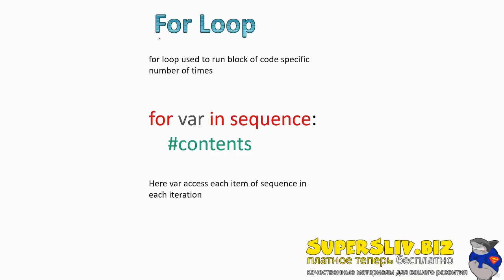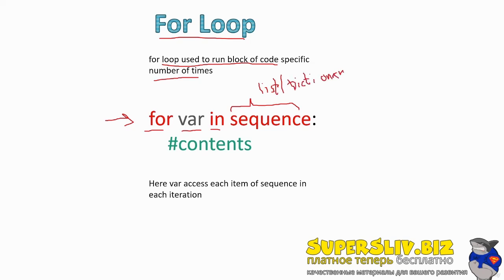In this video, I am going to explain about for loop. We use for loop to run a block of code a specific number of times. Here is the syntax of the for loop. We use the keyword for, then the variable, we can use any name, then the keyword in, then we have to specify a sequence. Here we can specify a list or dictionary. Then we have to put a colon, then we have to put a space of 1 tab, then we can run the contents. Here, this variable accesses each item of the sequence in each iteration.